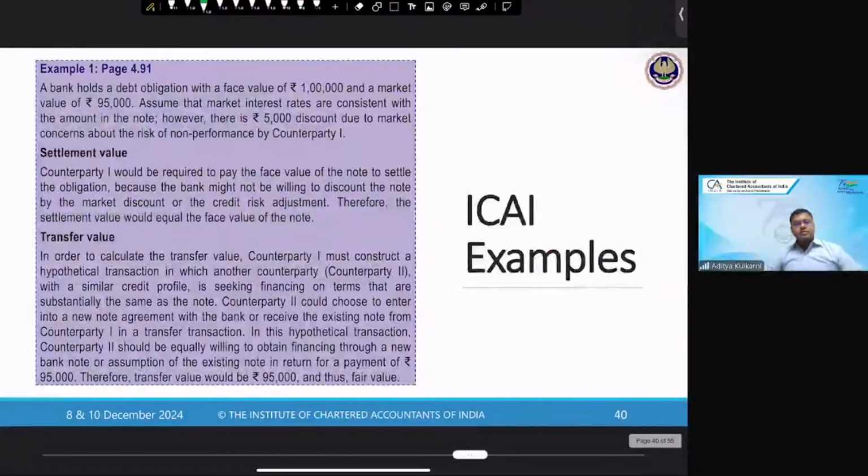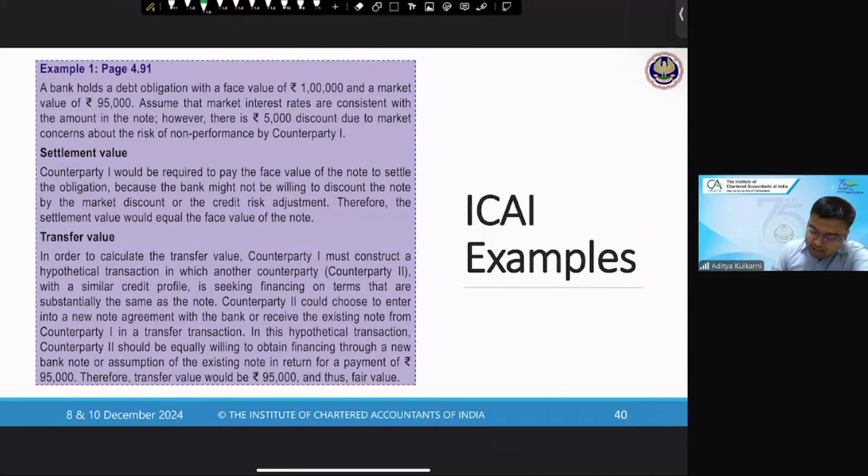certain examples. Okay, this is one example. This is important from the perspective of understanding financial liability, a liability fair valuation. Bank holds a debt obligation with face value 1 lakh, market value 95,000. Assume that market rates are consistent with the amount in the note. However, there is a 5,000 rupee discount due to market concerns about the risk of non-performance by counterparty 1.